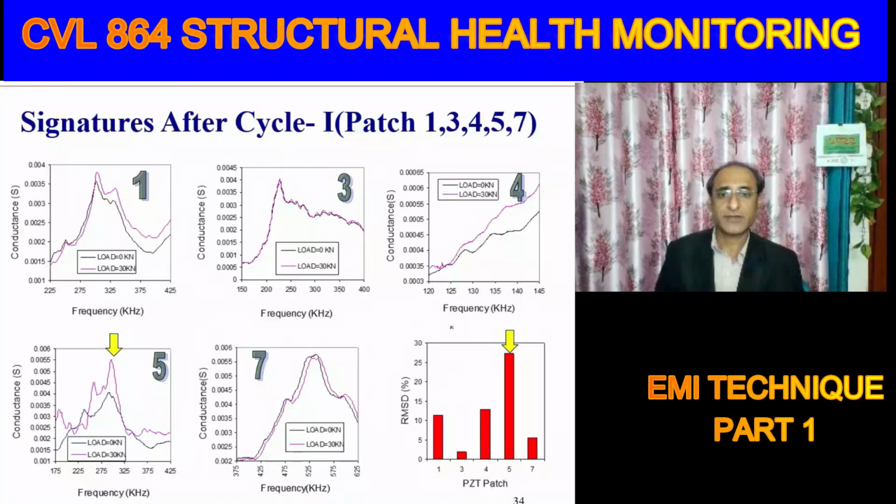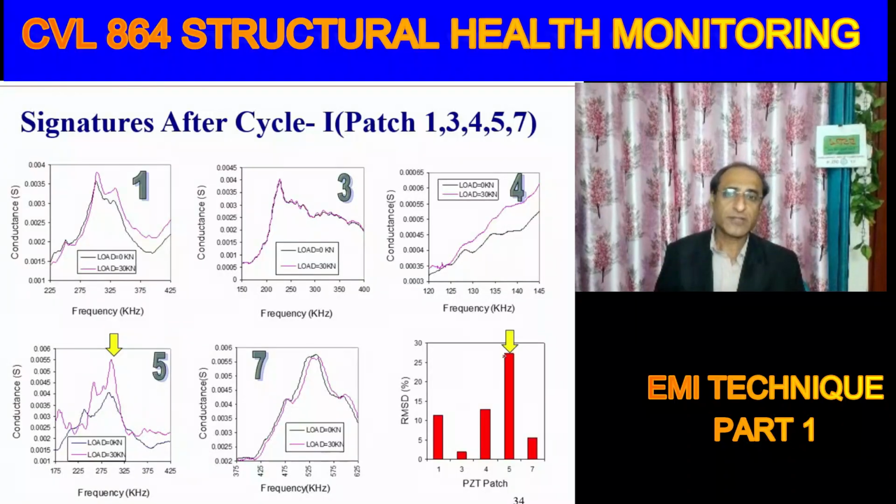So what we can see here, at patch 1 we can see some change in signature. Patch 3, there is practically no change in signature. Patch 4 also has a change in signature, but the maximum change we can see is in patch number 5. And here we are seeing the root mean square deviation also. So we can very easily see that the root mean square deviation values are correlating well with our visual observation, that for patch number 3 there is hardly any value of the root mean square deviation, very small, say less than 2%, and for patch number 5 it's of the order of 25%.